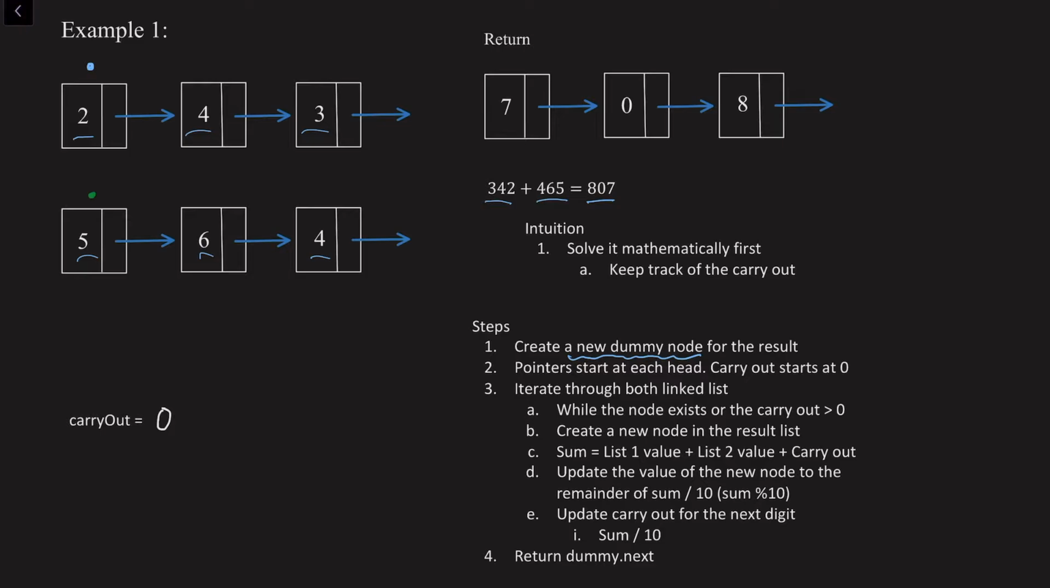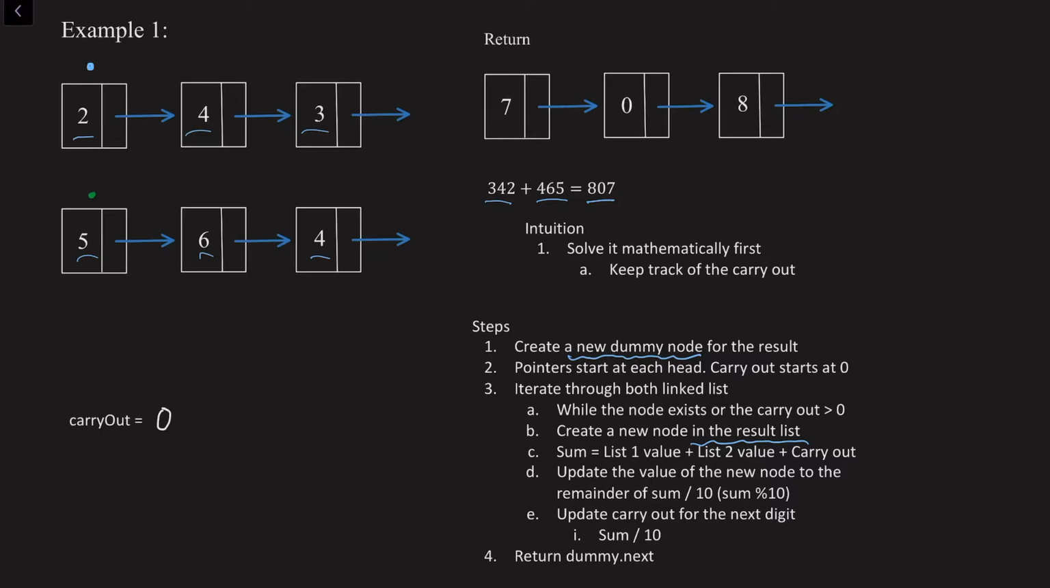And then we're going to iterate through both linked lists. And while the node exists, either one of them, or the carryout is greater than 0, then we're going to go through the iteration. And we're going to create a new node in the result list.